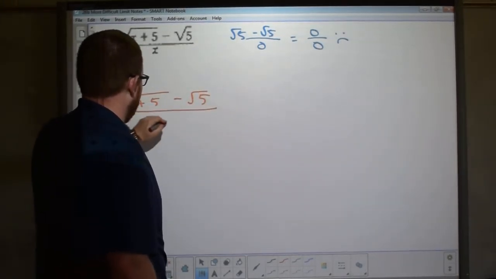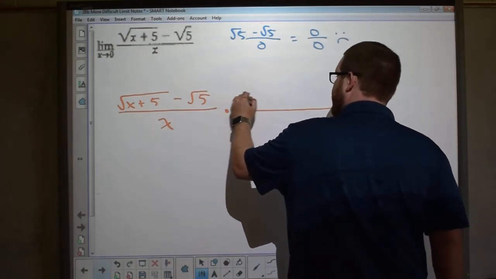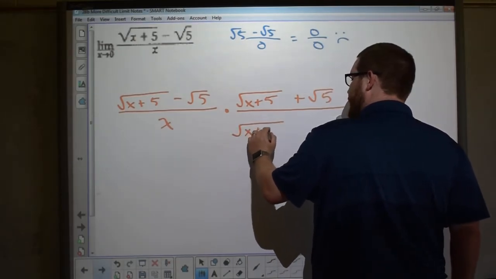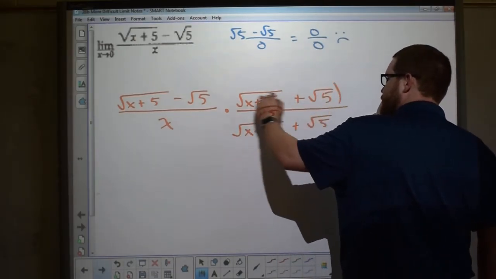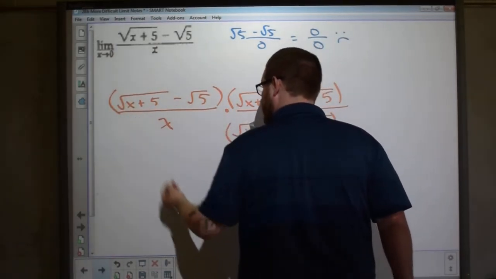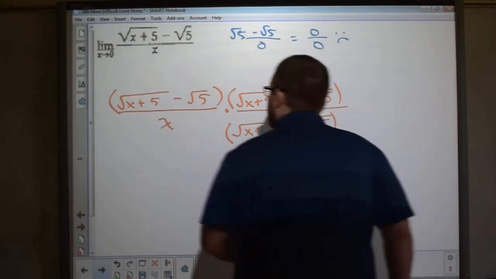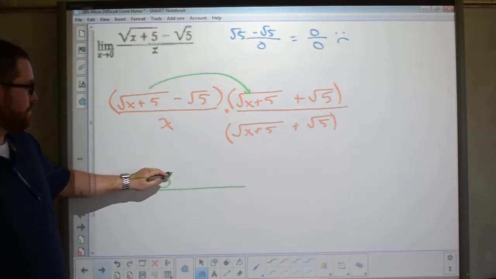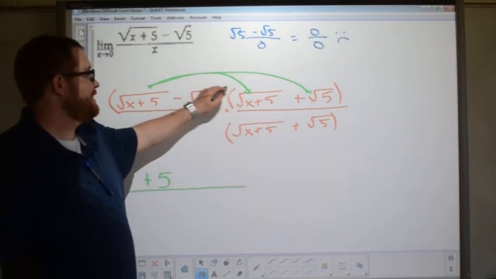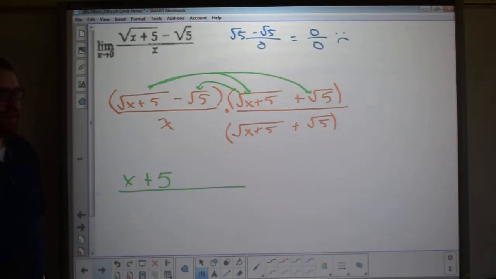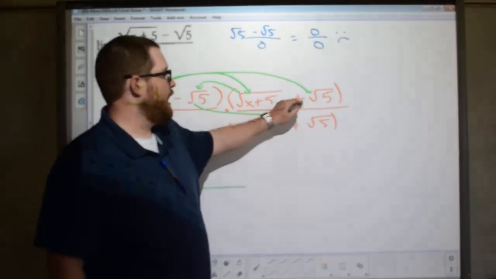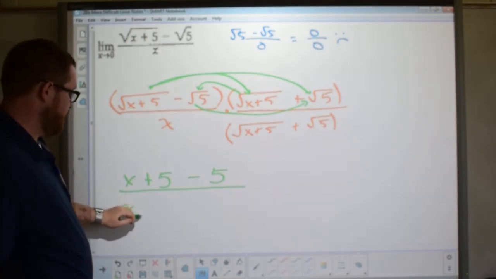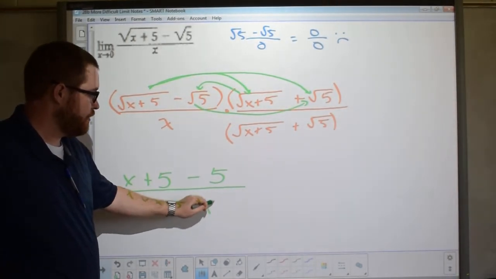So I'm going to multiply the top and bottom of this thing by the conjugate. The conjugate is just the same thing with the opposite sign in the middle. You should remember this from the difference quotient section. I'm going to FOIL out the top. Well, the first 2 is going to give me x plus 5. When I do the outside and the inside, I get the same thing, except one's positive and one's negative, so they'll cancel. And then the last 2, positive times a negative is a -5. And on the bottom, it's x times the quantity square root of x plus 5 plus square root of 5 in parentheses.